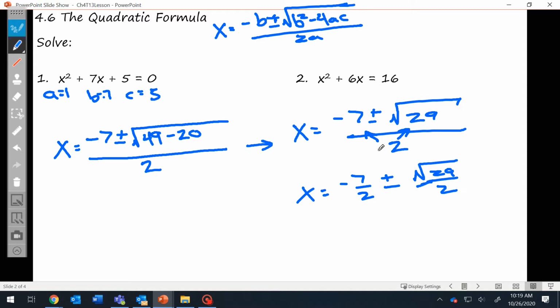This would be another way to write it. All right, either one of these ways are fine. Either this one or this one would work. Both of these are fine. Just keep in mind this represents two solutions, one where the square root of 29 is added, and one where the square root of 29 is subtracted. Okay, so it's two solutions.